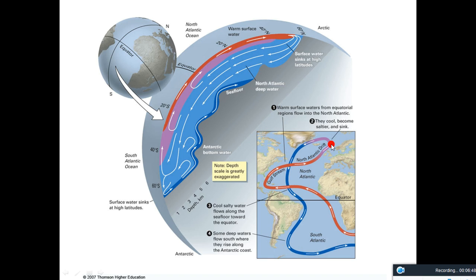In fact, I don't know if you've seen that movie Finding Nemo. In that you must have seen the turtles and the fishes, they all go in one direction along with the water current. So the warm surface water from equatorial regions flows into the North Atlantic, then it cools and becomes saltier. Once it becomes saltier, it becomes denser and colder, and then it starts sinking. The cool salty water flows along the sea floor towards the equator, and then some deep water flows south where it rises along the Antarctic coast. So this is a basic idea of how it changes.